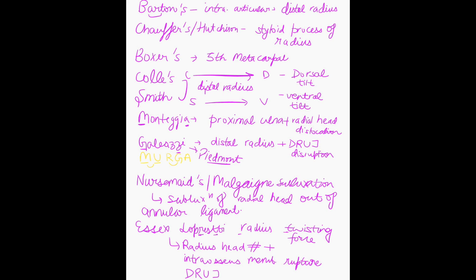Then we have Monteggia, linked with proximal ulna and radial head dislocation. Galeazzi is linked with distal radius and DRUJ dislocation, also known as Piedmont. Nursemaid's or Malgaigne is radial head out of the annular ligament. Essex-Lopresti: radial head fracture, interosseous membrane, and DRUJ.